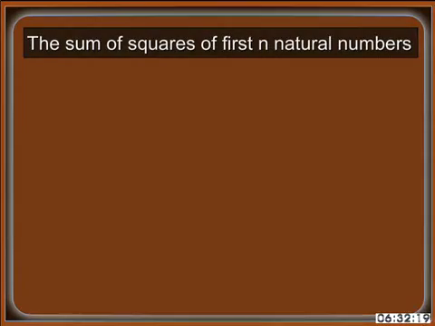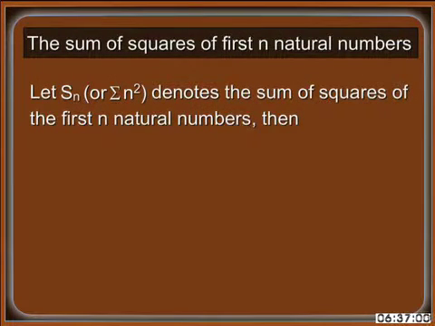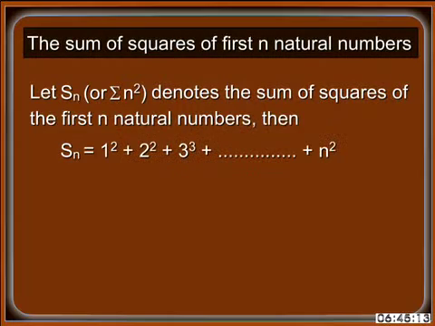The sum of squares of first n natural numbers. Let Sn or summation n square denote the sum of squares of first n natural numbers. Then Sn is equal to 1 square plus 2 square plus 3 square plus so on up to n square.